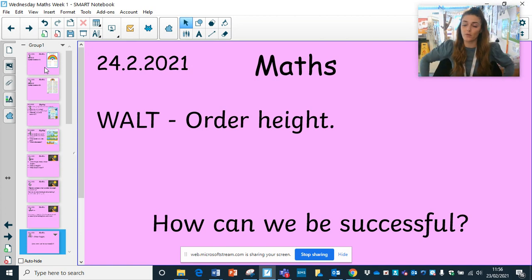So moving on to the new learning. Still keeping with measuring, but we're looking at height. So we are learning to order height. How can we be successful with this? We need to know, again, recap what ordering means, and most important, we need to know what height is, what it means, and how to do that.